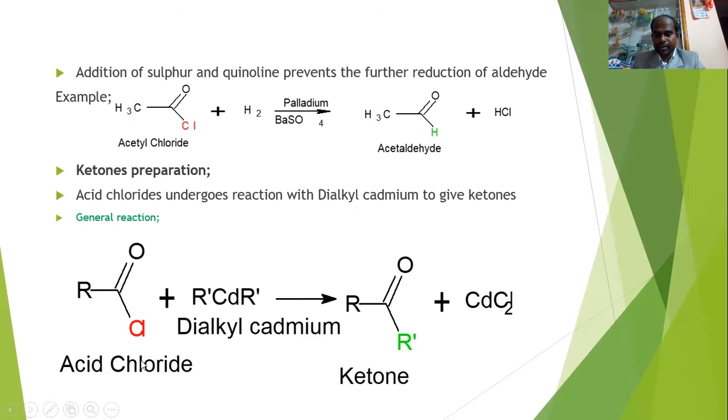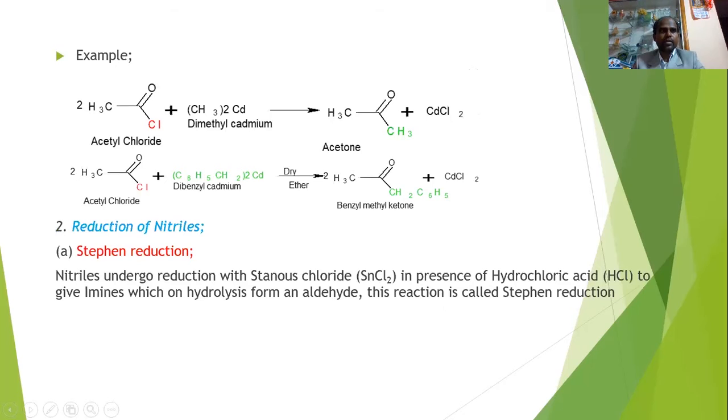That means ketones can be obtained starting from acid chloride when it is treated with dialkyl cadmium, right? So this is a general reaction. Let's go to a particular example. The particular example is in the next slide. These are the two examples I'm taking.